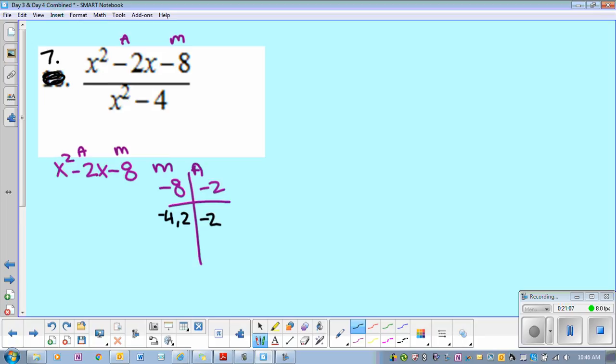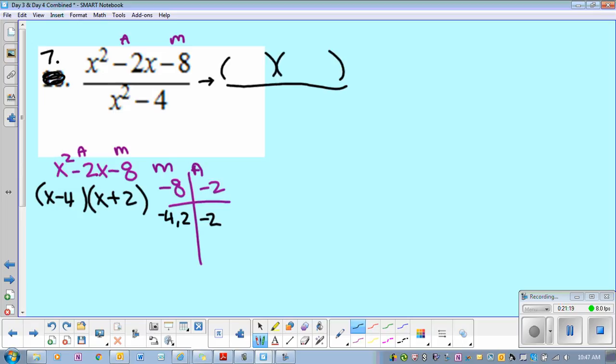And since this is just a plain old x squared, I could go straight into my double parentheses. Right? Sorry, my line got a little bit messy there. What happened? There we go.